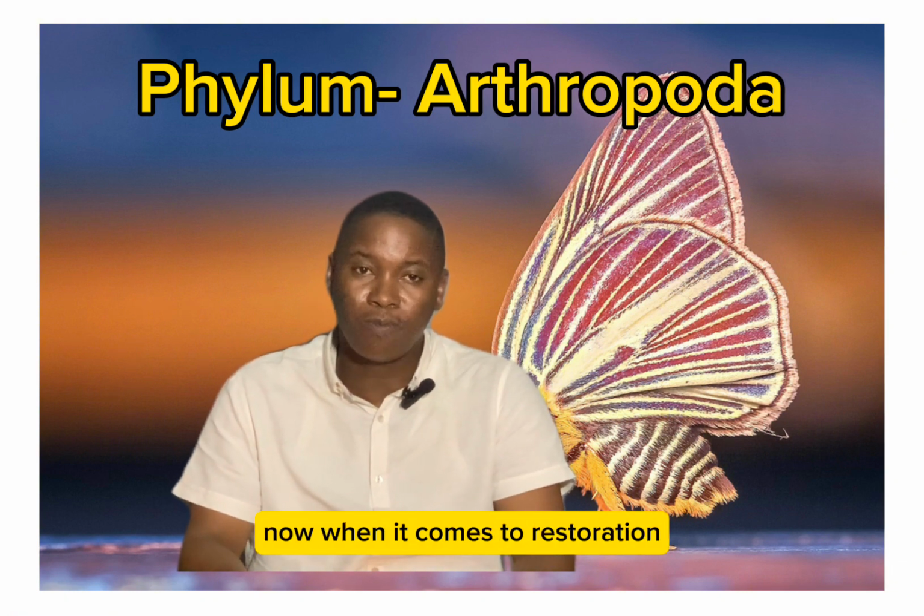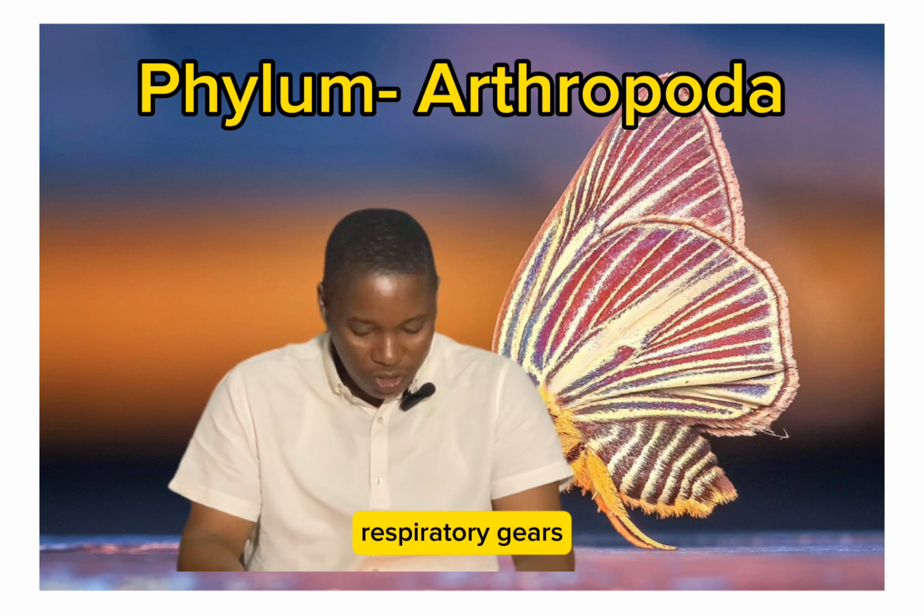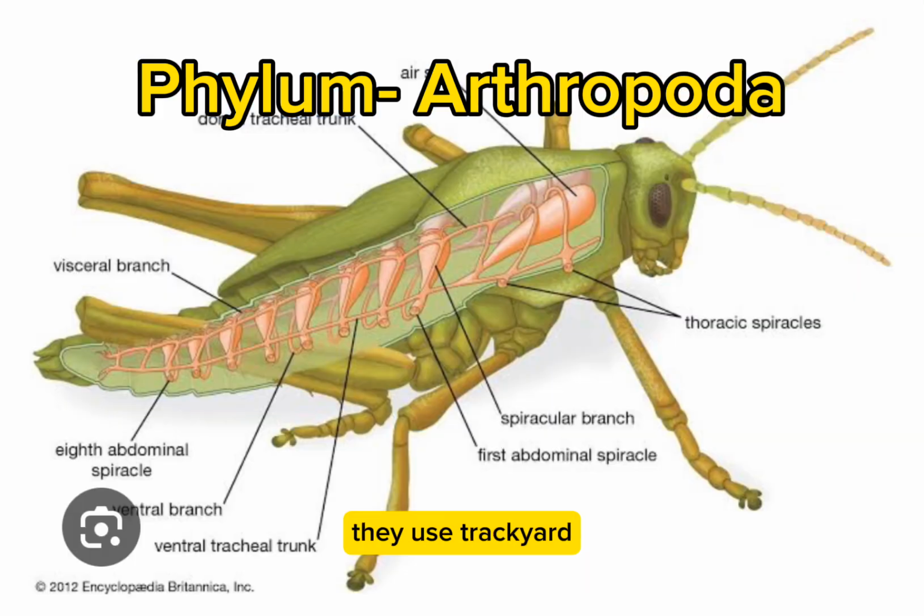Now, when it comes to respiration, Arthropoda respire using gills, trachea, and book lungs. Some insects also have what you call spiracles that they use for their respiration. This is important to know.